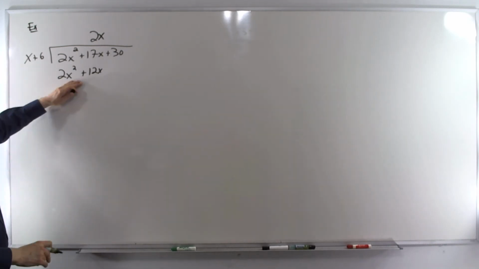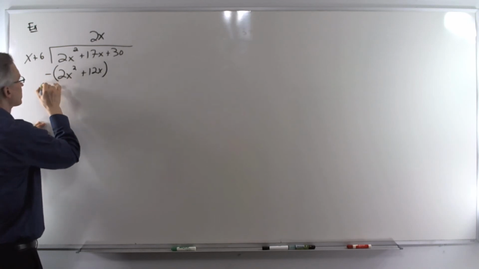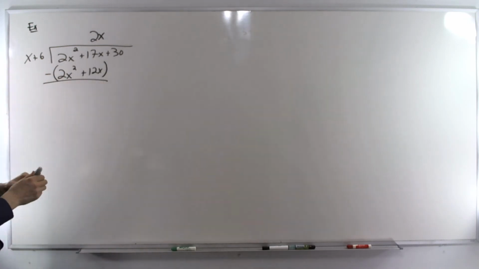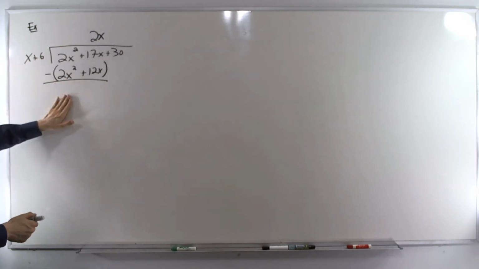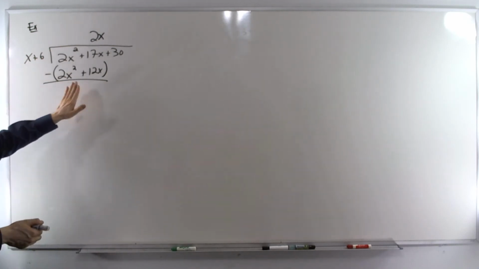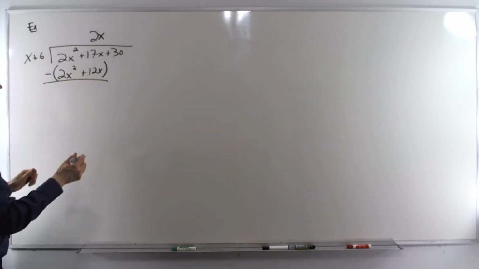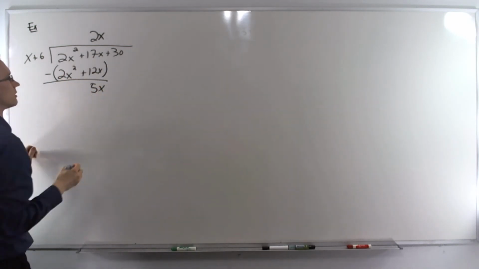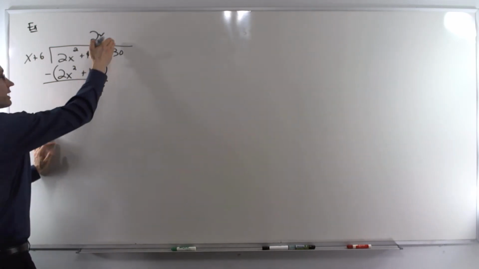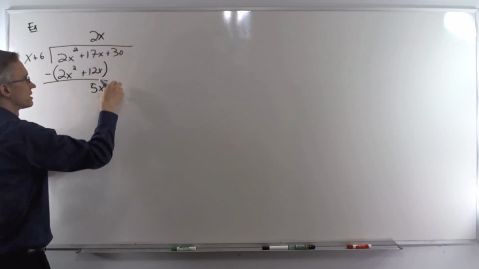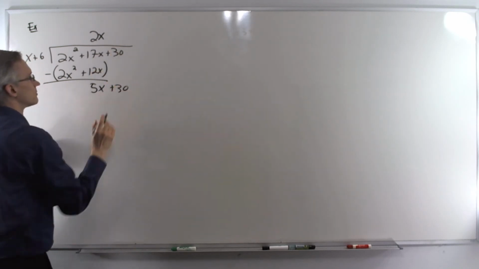All right, so there's the result of distribution. Now we're going to subtract this. Put in parentheses, subtraction. So we want to subtract both of these terms. So 2x squared minus 2x squared, those cancel. That's what should happen every time. The leftmost term should go away. 17x minus 12x is 5x. All right, now just like with regular long division with numbers, now we bring down, or we would normally bring down the next number, now we're going to bring down the next term. So 5x plus 30.